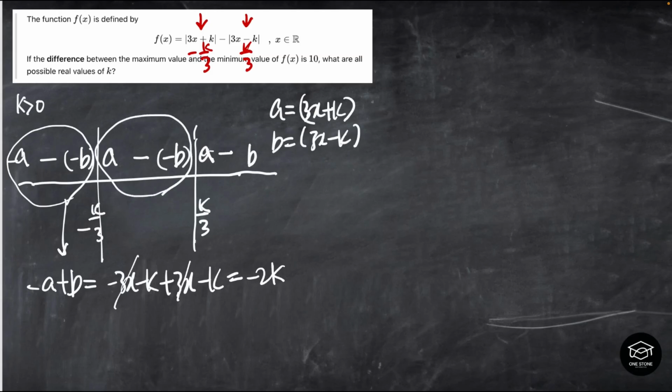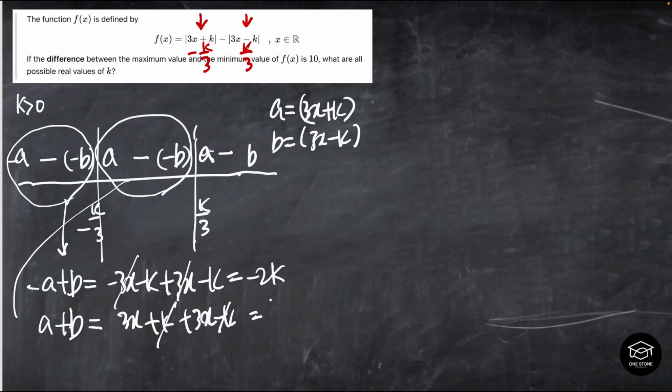Second interval, x is between negative k over 3 and k over 3. Here a is positive and b is still negative. So the absolute value of a is a and the absolute value of b is negative b. The function becomes a minus negative b, which simplifies to a plus b. Substituting again, 3x plus k plus 3x minus k. The k terms cancel out, and we are left with 6x. So in this region, f of x equals 6x.